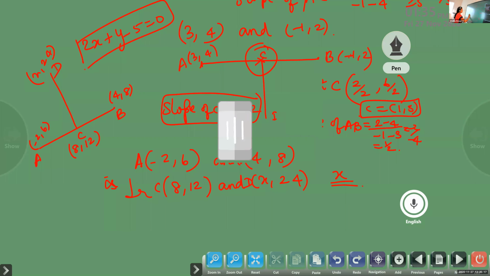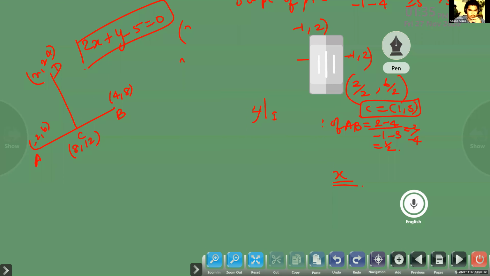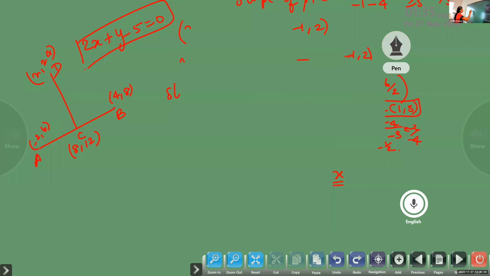How will you do this? First find the slope of AB. Good. Then the slope of CD will be the negative inverse. If the slope of AB is m, it's minus 1 by m. Equate it. Here also you can find the slope of CD using the two points and equate. You'll get the value of x.